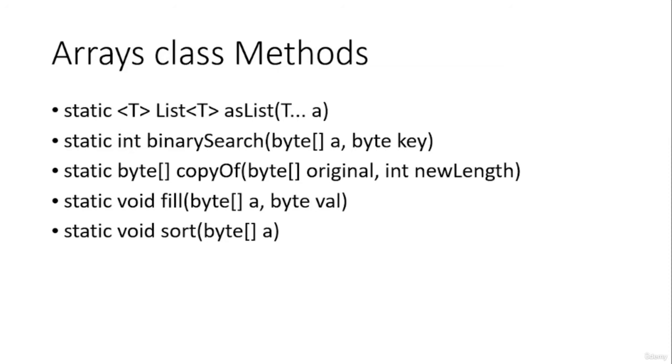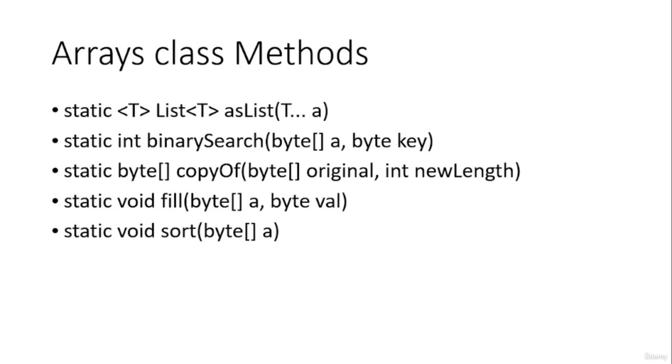Next method is binarySearch. Binary search is a process in which we search a particular sorted array and find the position of the element which we are searching for, and it will return the position of that particular element. The next method is copyOf. It will copy the particular array length. We pass the length, whatever length you want to copy, and that much it will copy of the array.